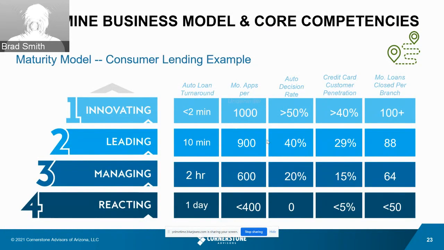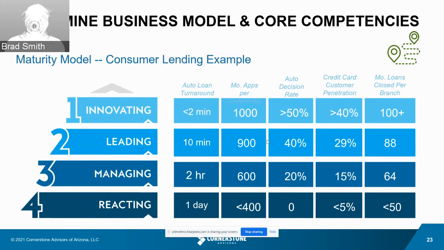This is some benchmarks around a maturity model, in this case for consumer lending. Everybody knows consumer lending. It's an easy example, even though I know not all of you are consumer bankers. But the idea, again, is the first step is connecting your business model and your core competencies to then identify performance targets. Said another way, you can't be great at everything. You shouldn't try to be great at everything. You need to be great at the things that are important to you.